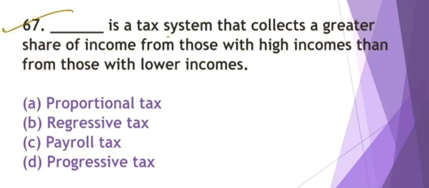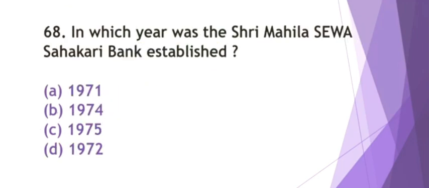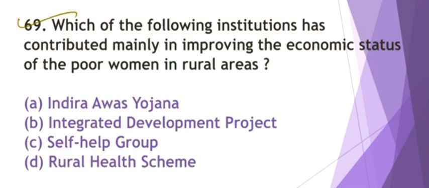67. Dash is a tax system that collects a greater share of income from those with high incomes than from those with lower incomes. Option number D, progressive tax. 68. In which year was the Sri Mahila Seva Sahkari Bank established? Option number B, 1974. 69. Which of the following institution has contributed mainly in improving the economic status of the poor women in rural area? Option number C, self-help group, SHG.